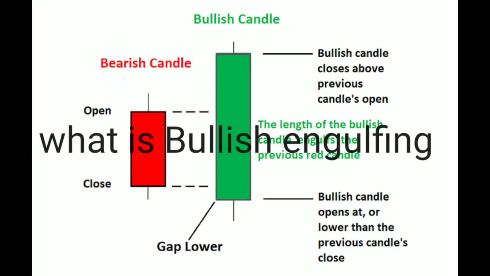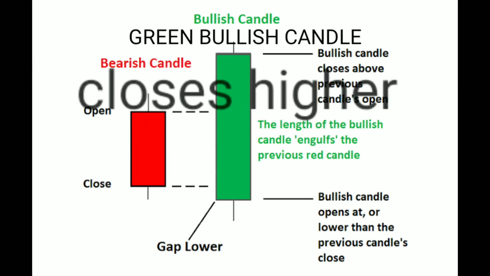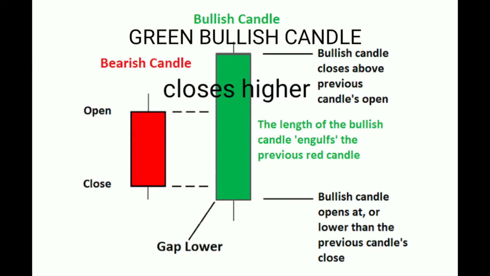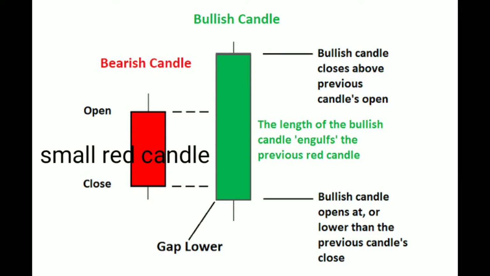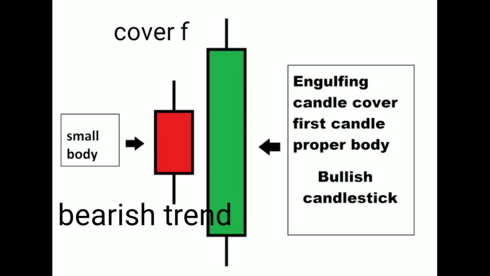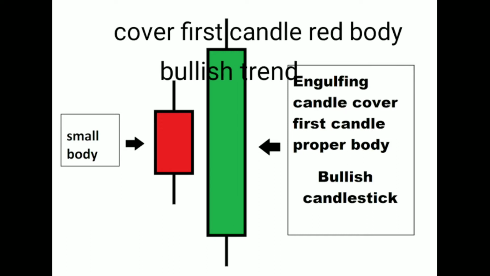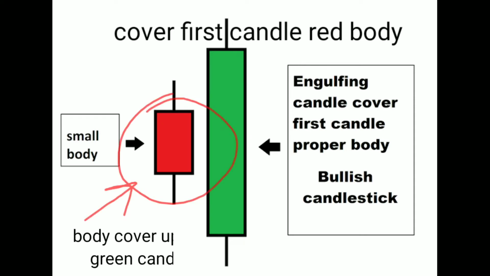What is a bullish engulfing pattern? A bullish engulfing pattern is a green candlestick that closes higher than the previous day's opening after opening lower than the previous day's close. It can be identified when a small red candlestick, showing a bearish trend, is followed the next day by a large green candlestick, showing a bullish trend, the body of which completely overlaps or engulfs the body of the previous day's candlestick.